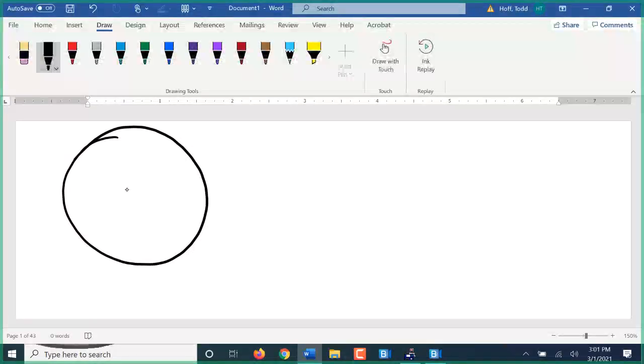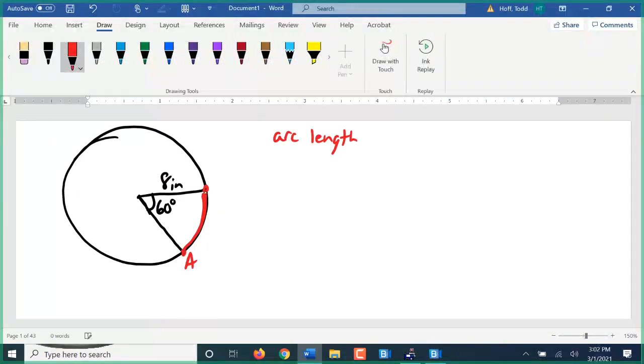And that looks like a circle. My circle has a radius of 8 inches and an angle here of 60 degrees. How do I find the length of that arc? I'm going to label it points A and B. Arc.